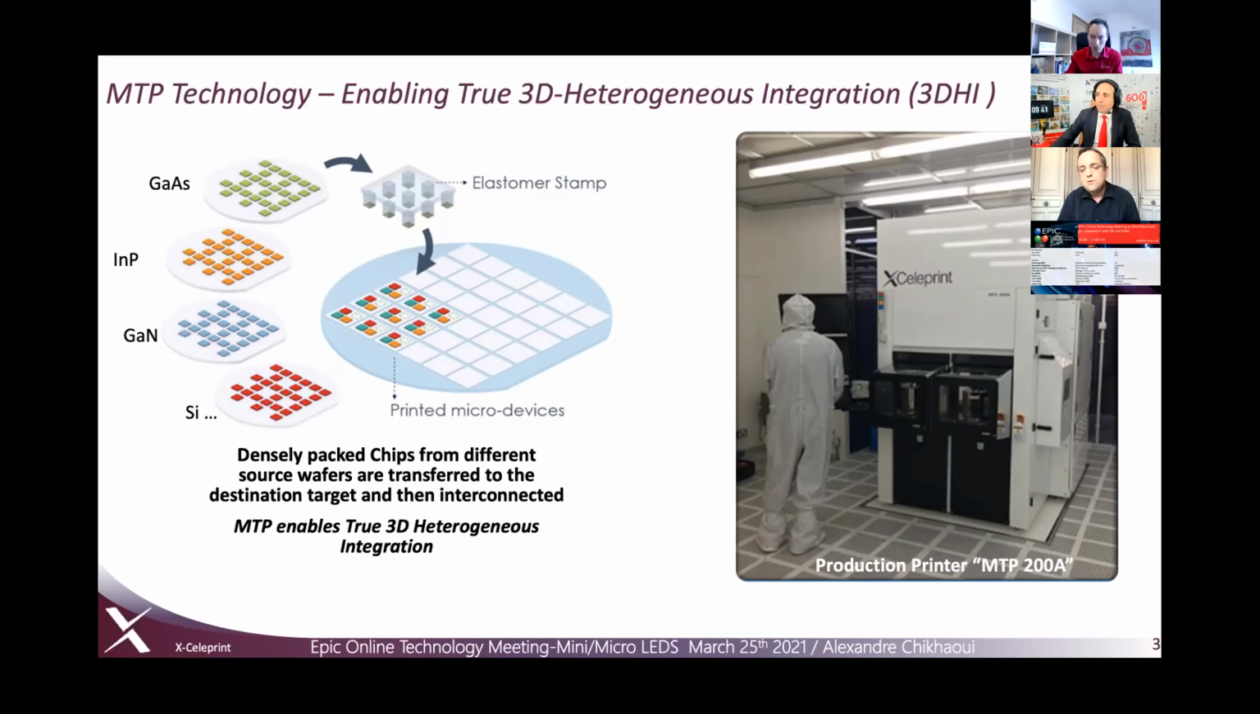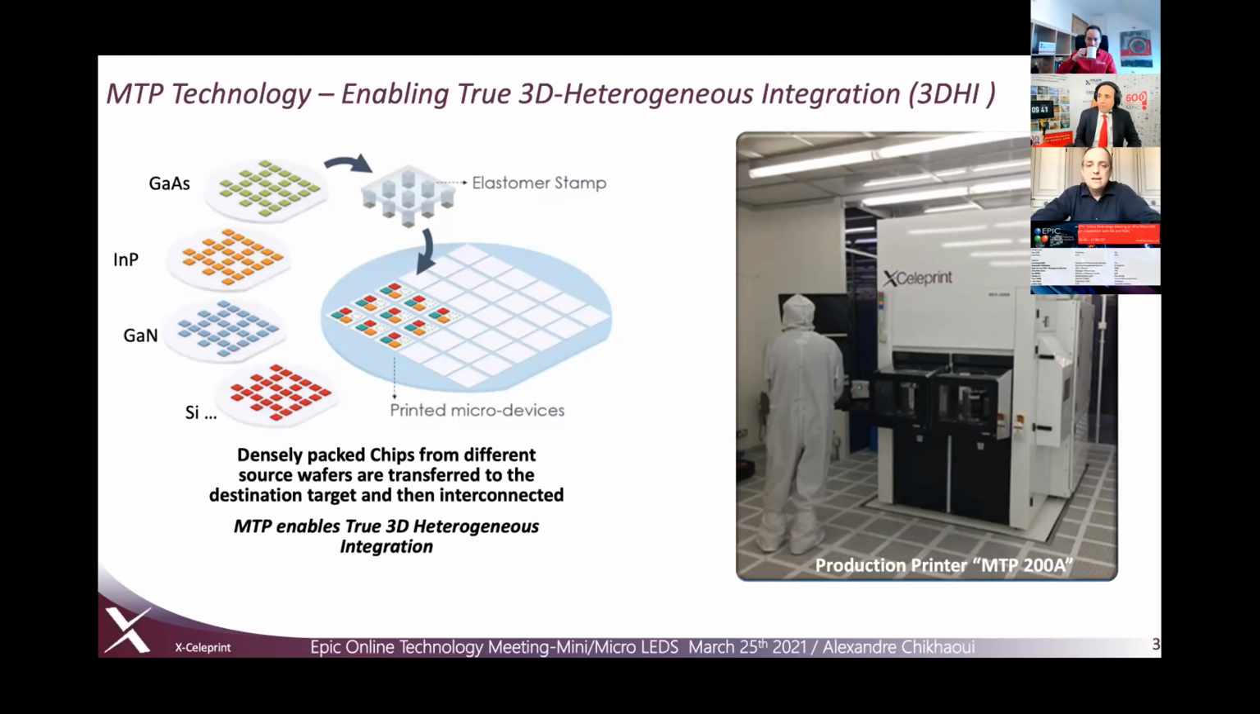And also, this technology is in mass production. This is important to notice. For a long time, we have been producing for solar. Very recently, we are producing for LiDAR systems. And there are going to be some announcements soon of high volume production in the photonics industry. What you can see on the right here is a production printer, the MTP200, which is available from the XDC company.